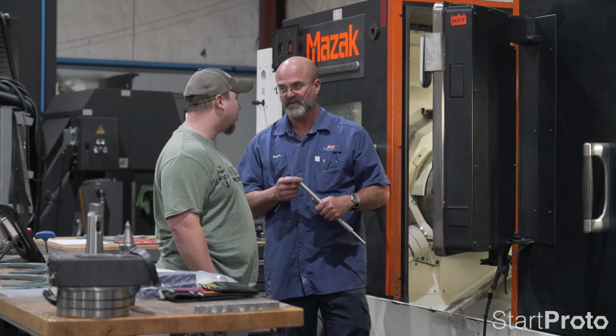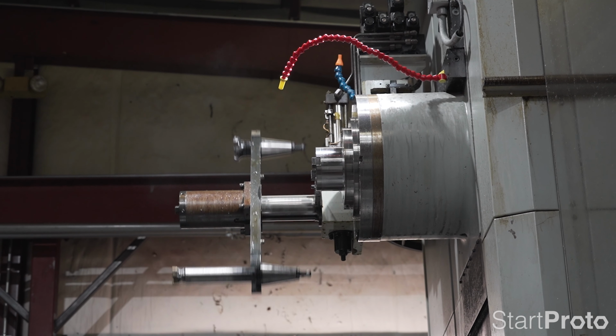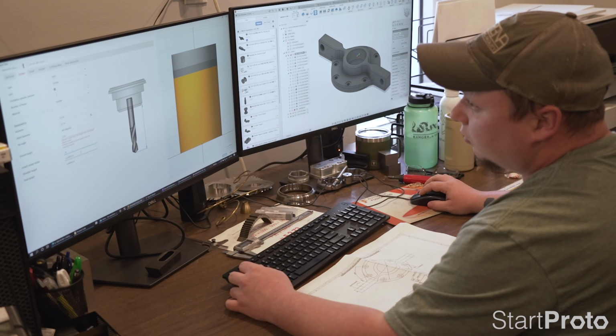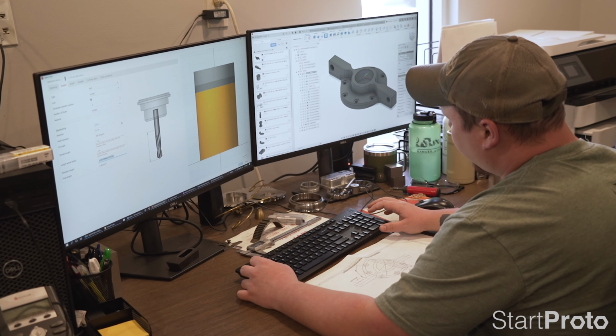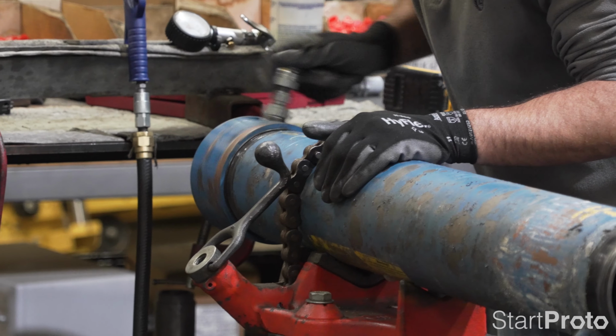3D Machine started as a job shop. We are a job shop, so we take in all kinds of work: turning, milling, 5-axis work. Any industry that needs parts made, they bring us their drawings and we manufacture their parts. One of the biggest problems we had before StartProto was tracking jobs through the shop and not losing stuff, or jobs essentially getting lost in the shuffle.